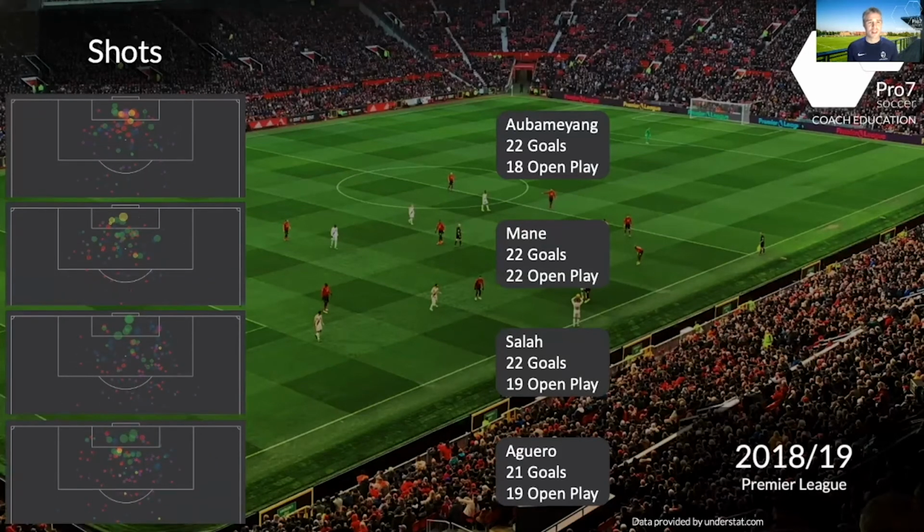The maps on the left-hand side of the screen are shot maps. The different colours represent what happened to that shot, whether it was a goal, a save, blocked, or missed. And the size of the circle just represents the likelihood of that goal being scored, not whether it was scored, but the likelihood of it. This is expected goal data. I'm not going to go into lots of that right now. We do later in the course, if you decide to sign up for it. But ultimately, this is expected goal data.